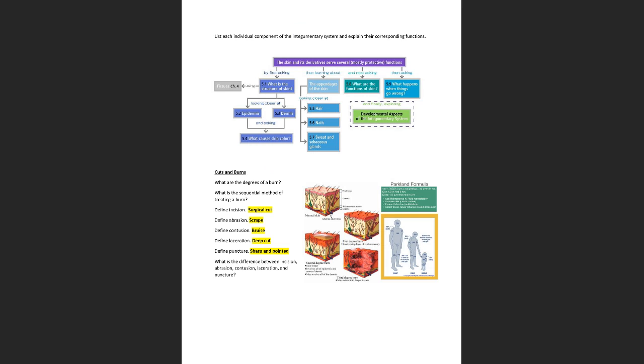It's asking you to list the individual components of the integumentary system and explain their functions. So we talked about the skin itself, how it has the epidermis, the dermis, and again the hypodermis, which is the third layer. The skin has these appendages or accessories: our hair, our nails, our sweat glands that we talked about, and sebaceous glands.